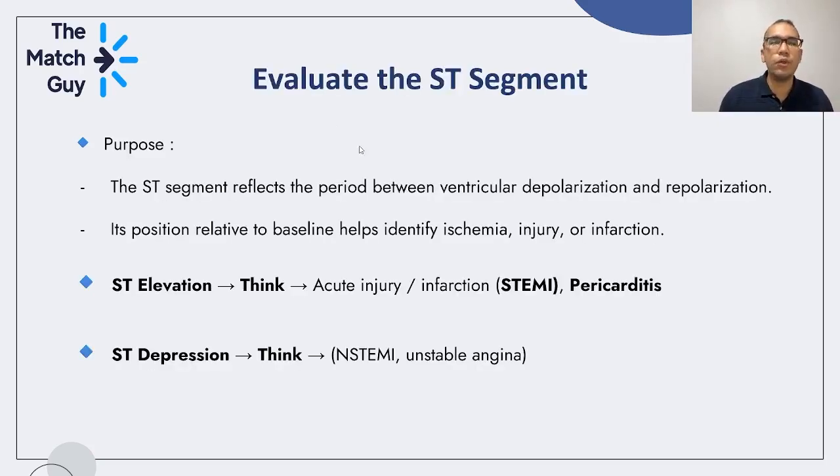Right, now let's talk about one of the most high-yield parts of an ECG, which is the ST segment. The ST segment is the flat line between the QRS and the T wave, and it represents the period between ventricular depolarization and repolarization. The reason it's so important is that its relation to the baseline tells us if there is ischemia, injury, or infarction. The golden rule is whenever you see ST elevation, you think of acute injury or infarction, like ST elevation myocardial infarction or pericarditis. On the other hand, if you see ST depression, you should think of non-ST elevation myocardial infarction or unstable angina. Again, whenever you're reading an ECG, your eyes should always check the ST segment.